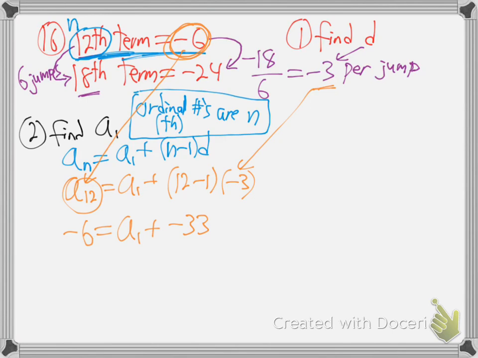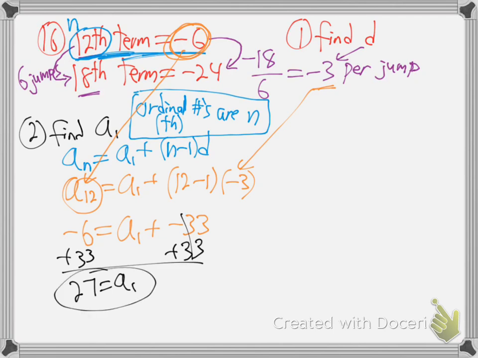Am I going too fast? Do you see what I'm doing on this second step? I'm just using the main formula that we use a lot: A sub n is A1 plus n minus 1 times d. Oh, wait, that's plus a negative. So I plugged in n is 12 everywhere, plus 33, and now we can solve for A1. A1 is 27. So now we have A1 and d.